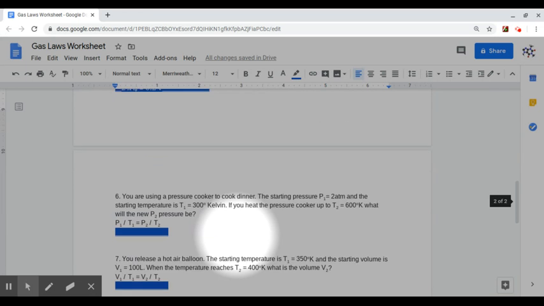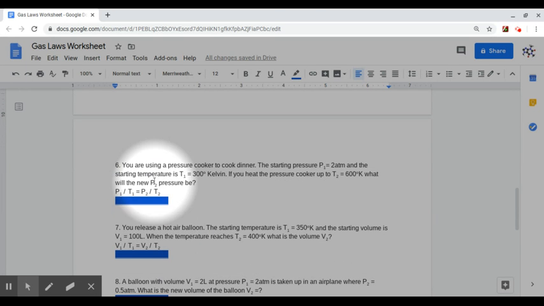All righty, then you can move down to question 6. Have you ever used a pressure cooker at home? The starting pressure is 2 atmospheres, and the starting temperature is 300 degrees Kelvin. Now you heat the pressure cooker up, so you turn it on and it gets hotter, and it becomes a higher temperature. What do you think is going to happen to the pressure on the inside? If you heat up the pressure cooker, the pressure on the inside is going to be higher. But in any case, let's calculate it specifically.